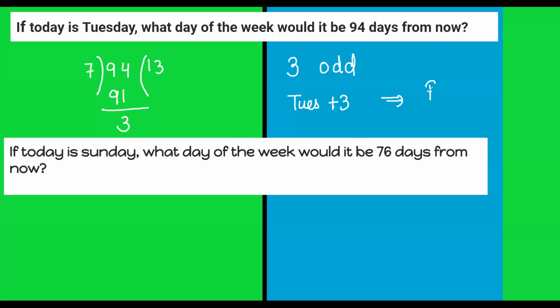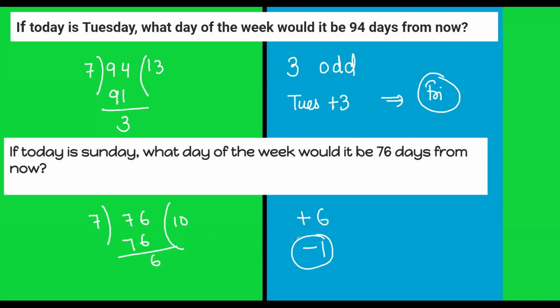So you see, you got Friday, right? Now similarly, if today is Sunday, what day of the week would be 76 days from now? Similarly, we divide by 7 and you got 6 as the remainder. Instead of going plus 6, you can also do minus 1 because that's way easier to calculate. So it will be Saturday, right? See how interesting it is.